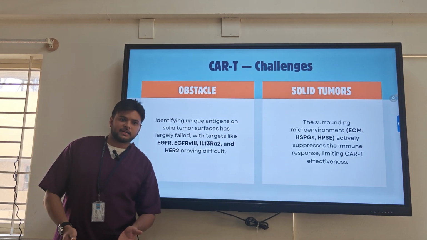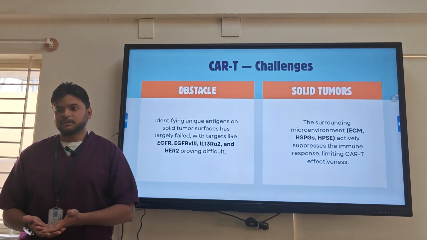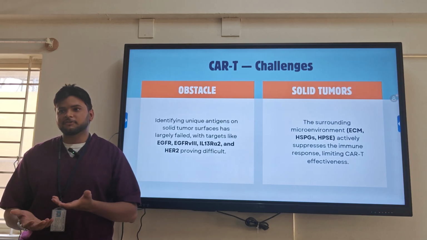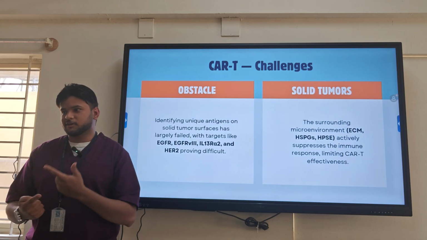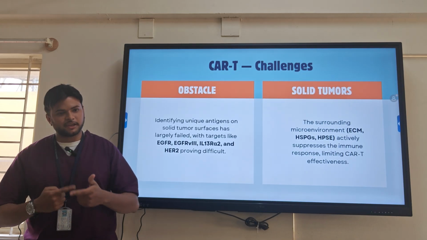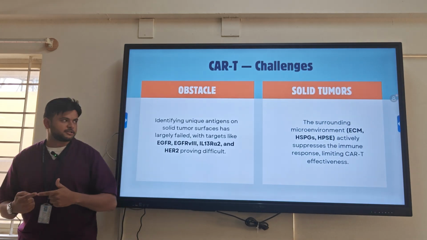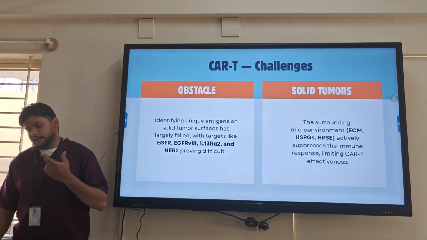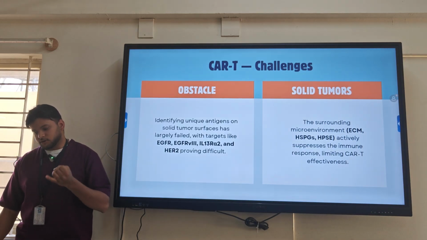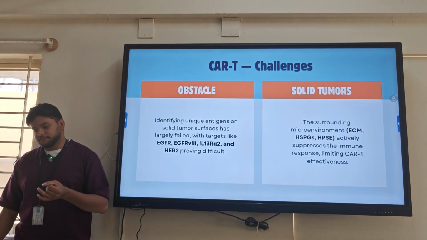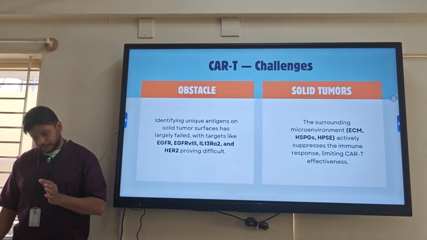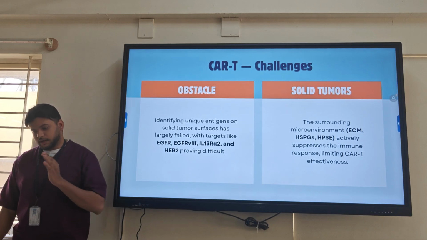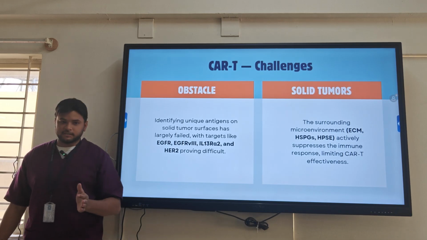Every other treatment has an obstacle, isn't it? Or else we could be having only one antibiotic that would be sufficient. But we are coming across all the obstacles, and we have other antibiotics. That's how it comes. So here also, identifying unique antigens on the solid tumor surface has largely failed with targets like EGFR8, IL13R alpha 2 and HER2 providing difficulty.